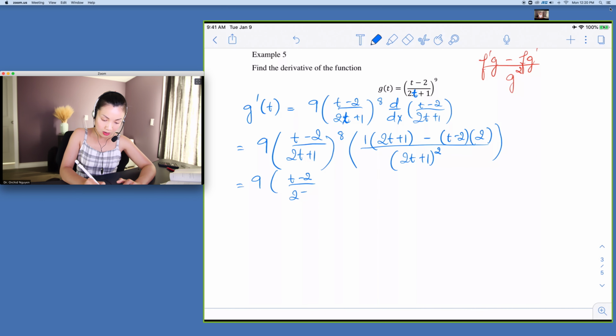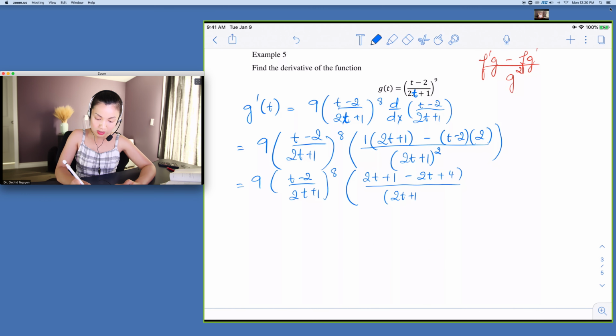So what I have for this one, I can't really simplify this one, so I'm just going to keep it that way. And now the inside. So what do we have here? We have 2t plus 1 minus 2t plus 4 over 2t plus 1 squared. So what I have is 5. Okay, so 5 over 2t plus 1 squared.